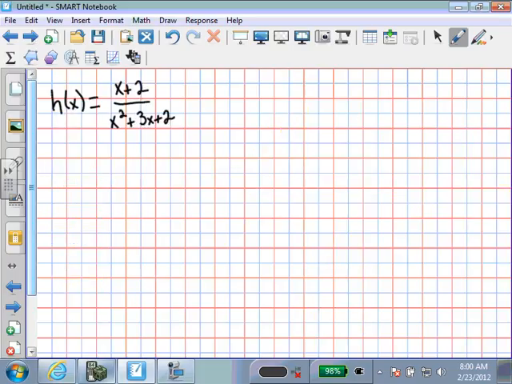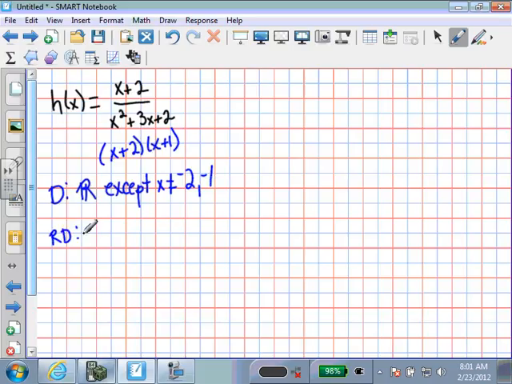Okay, this one is a little more involved. The denominator factors into x plus 2, x plus 1. So we are going to get some canceling here. But before we do that, the domain is all real numbers except x is not negative 2 or negative 1. We will get some canceling, so we are going to get a removable discontinuity.